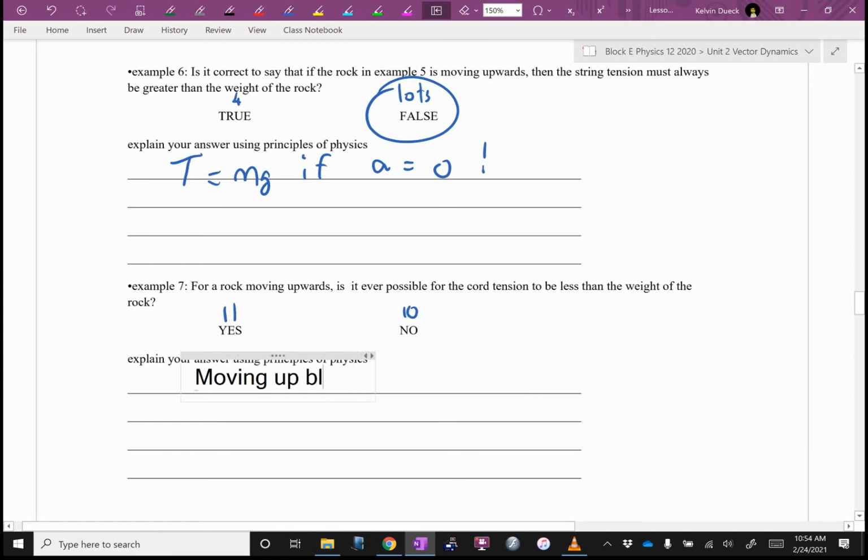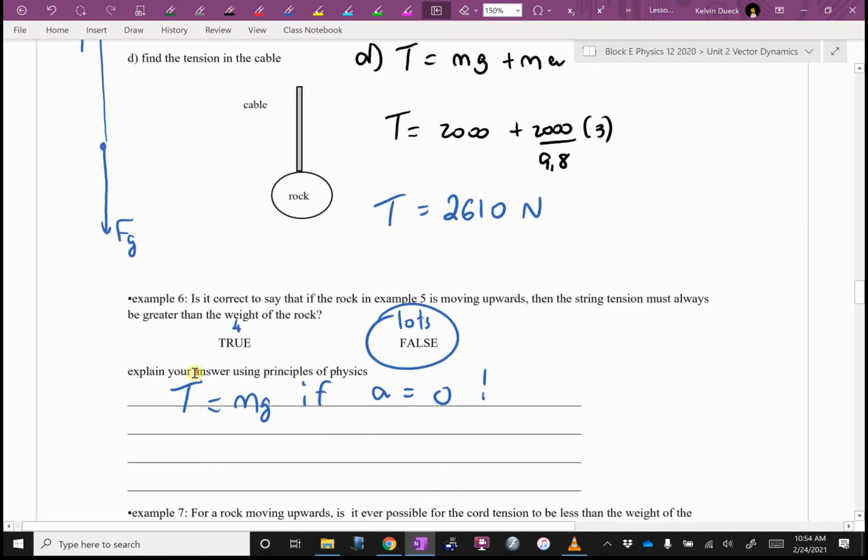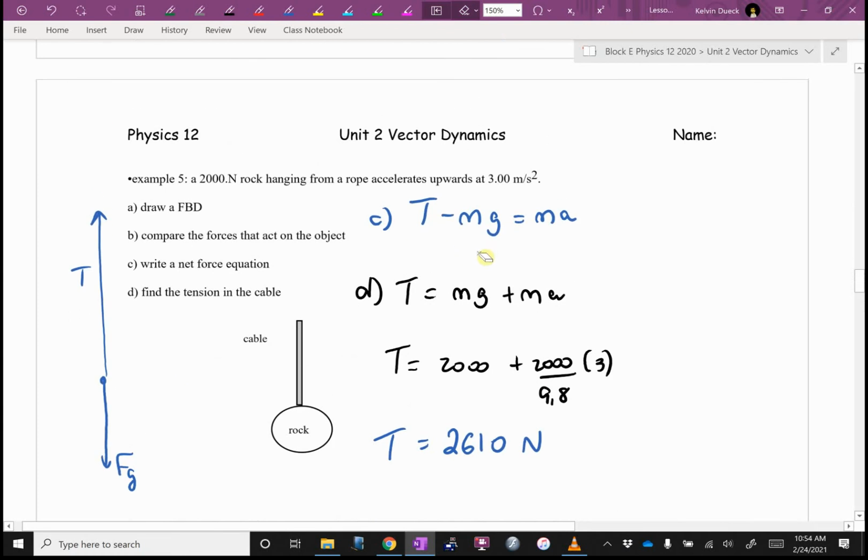So moving up, but you know what? Let's remove the physics speak. Slowing down. If you're slowing down, which way are you accelerating? Down. Which way must the winning force be? Down. Which means in my equation, mg would have to be bigger than tension. Yes? Okay. There's some good depth in Newton's laws there.